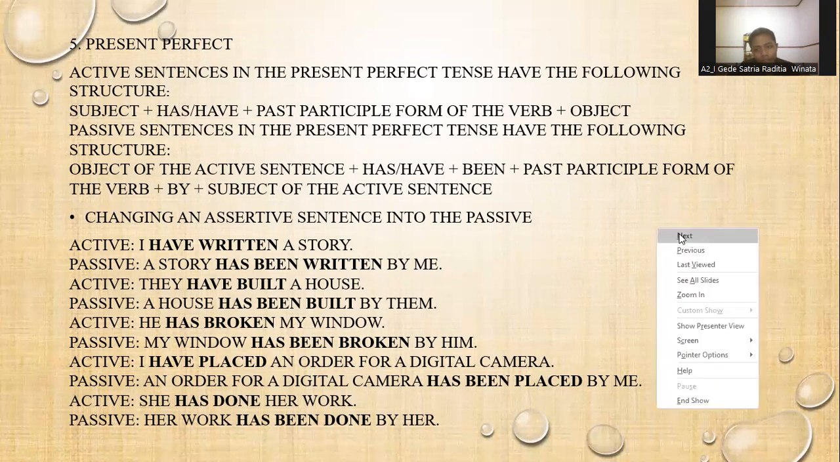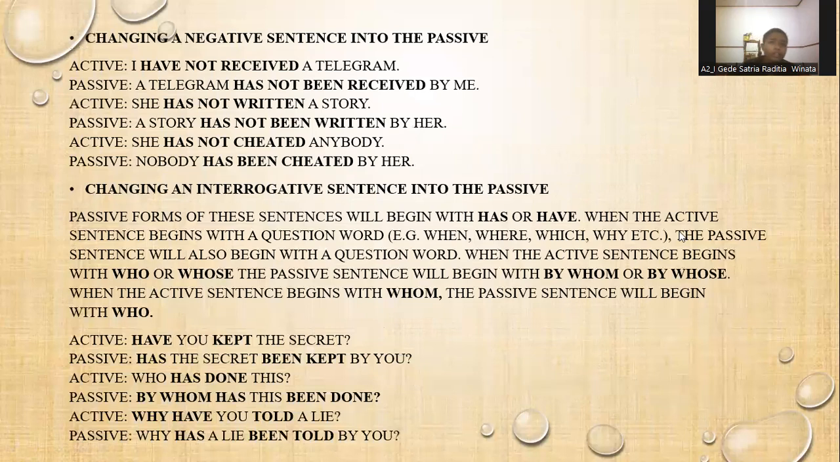Okay, next, changing a negative sentence into the passive. See the example below. Active: I have not received a telegram. Passive: A telegram has not been received by me. And another example, you see on the slide, changing a negative sentence into the passive.